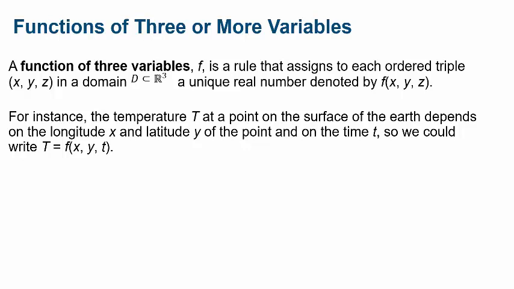For instance, the temperature T at a point on the surface depends on longitude and latitude, and then actually on what time of day it is. For example, at the time of this recording, it's about 9:30 in the morning. It's going to be a different temperature around 12:30 in the afternoon. So we can write that the temperature depends on the longitude, latitude, and the time of day. You can even expand this out, like day and then the month of the year and so on. So it can be more than 3 variables too.